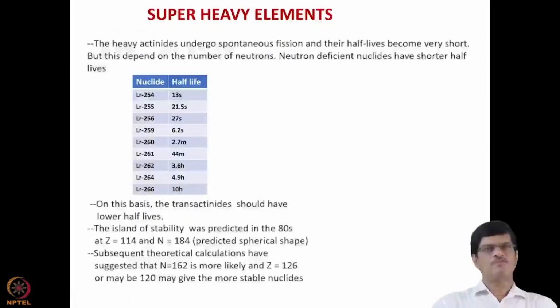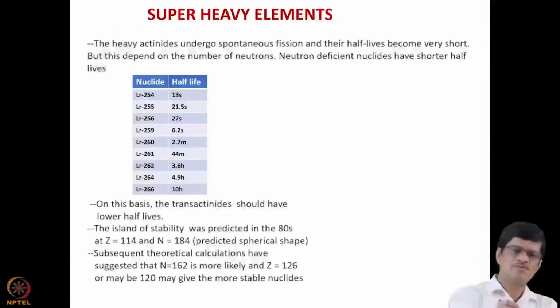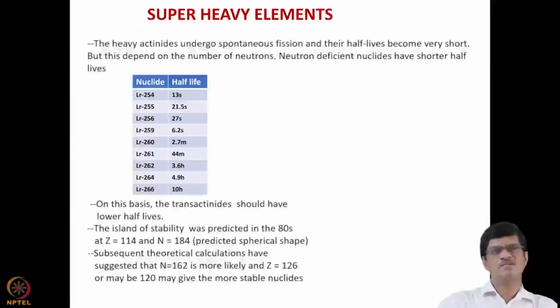Now, when we are talking about the transactinides, many times there is this feeling that these are called, as previously, super heavy elements. So these super heavy elements, or the transactinides as they are known, are the heavy actinides which are undergoing spontaneous fission, and their half-lives become very short. This we know already, that these heavy actinides like lawrencium have very short half-lives.